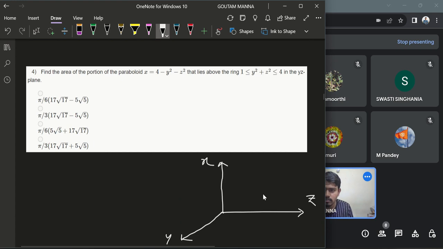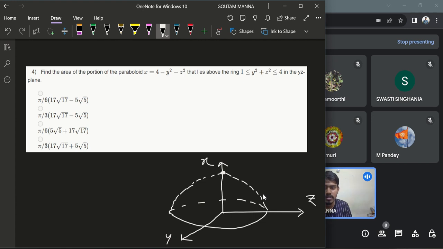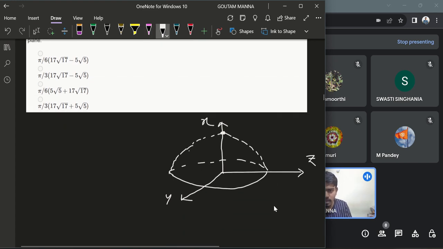So then let's draw this parabola. When y and z equal 0, it will cut the x-axis at x equals 4. Now it is a paraboloid, which means if I draw it in the xz plane, it will look like a parabola, falling like this. It has a three-dimensional shape, so it is not exactly a parabola, there will be a circular three-dimensional portion also. So this is what the paraboloid will look like.